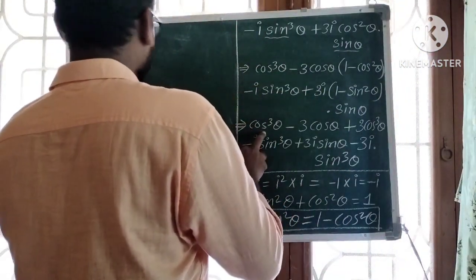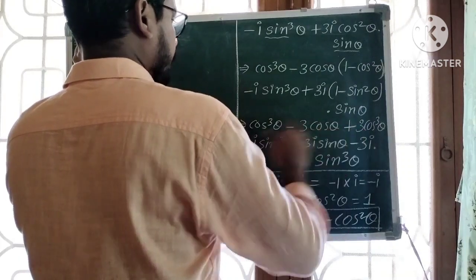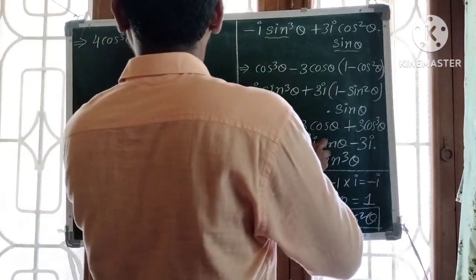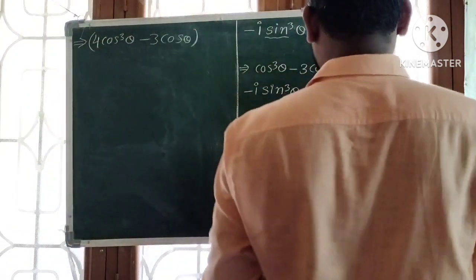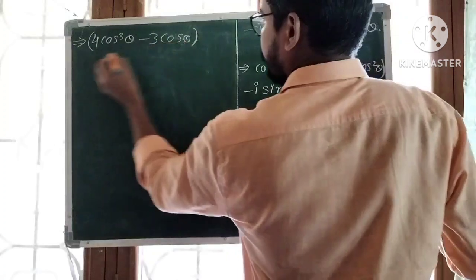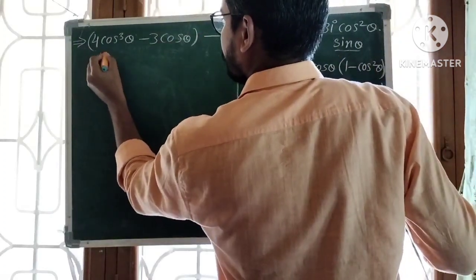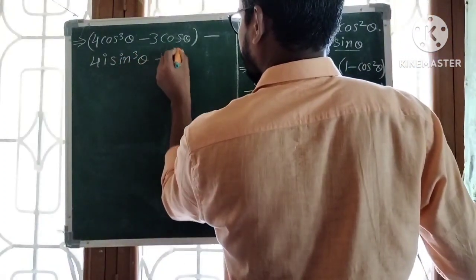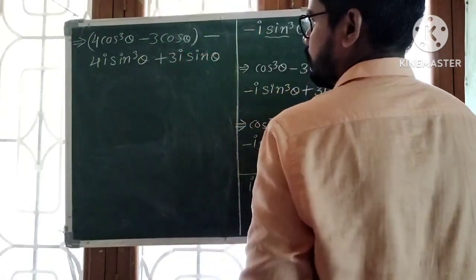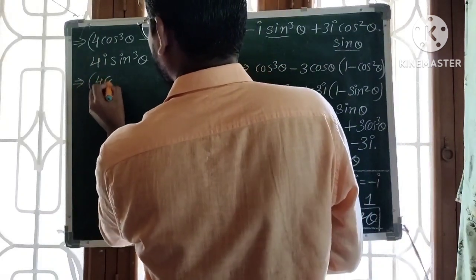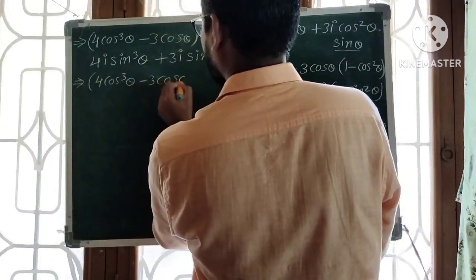Let us simplify further. Cos cube theta plus 3 cos cube theta, that is 4 cos cube theta minus 3 cos theta. Next, minus i sin cube theta minus 3i sin cube theta, that is minus 4i sin cube theta, plus 3i sin theta. Next, 4 cos cube theta minus 3 cos theta.